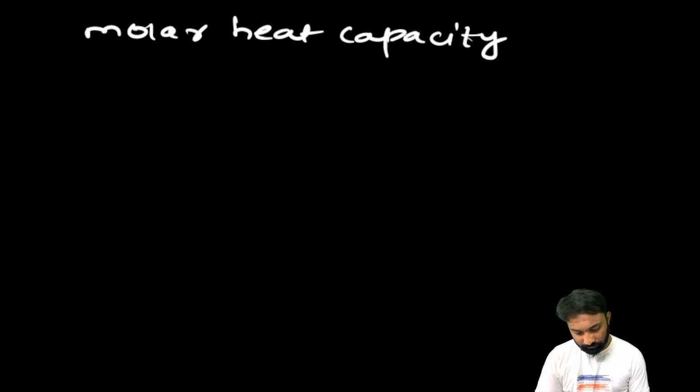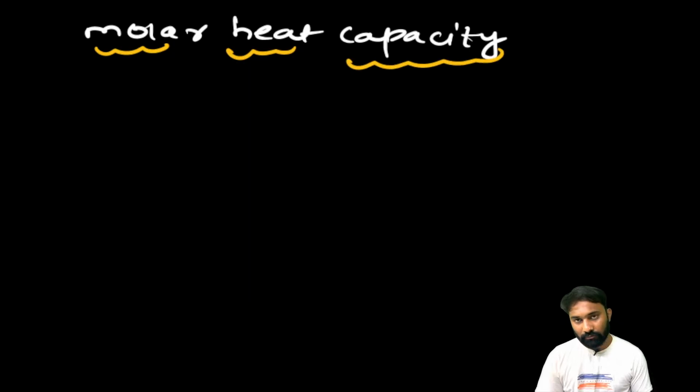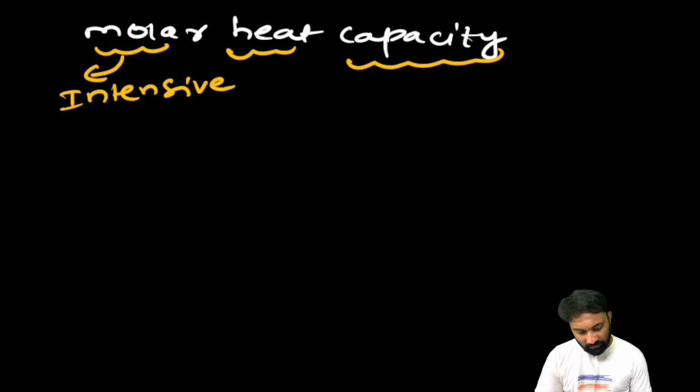Next we are going to see one very important term, that is molar heat capacity. In the starting we have seen heat capacity. Now we are going to see the molar heat capacity. Now, molar heat capacity, you have to be very careful, my dear friends. If you see the term molar, molar means intensive property, fixed. Molar means fixed. What is the meaning of the molar heat capacity?